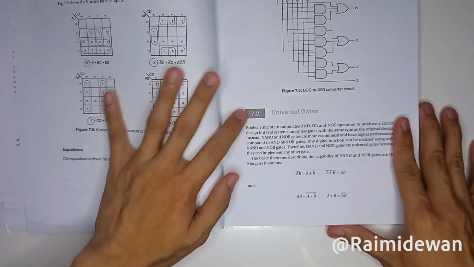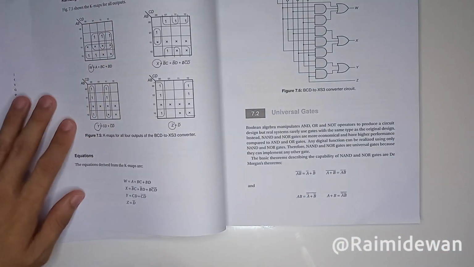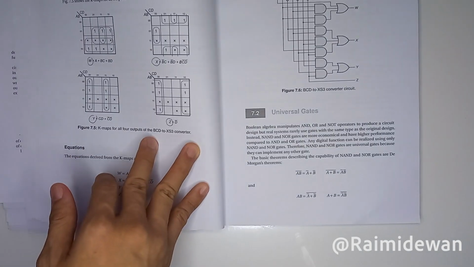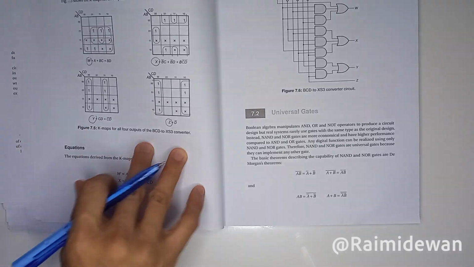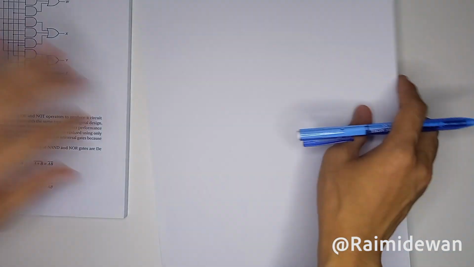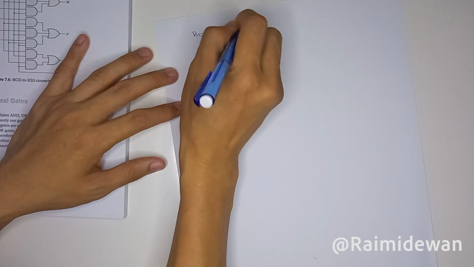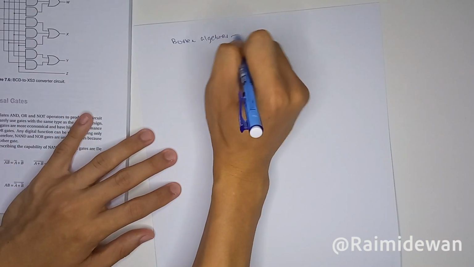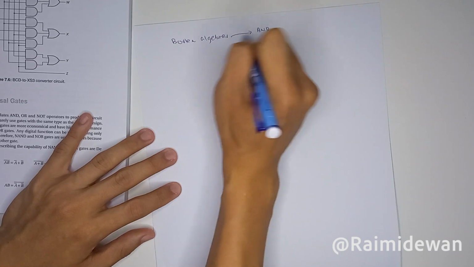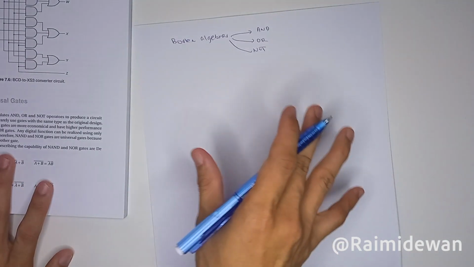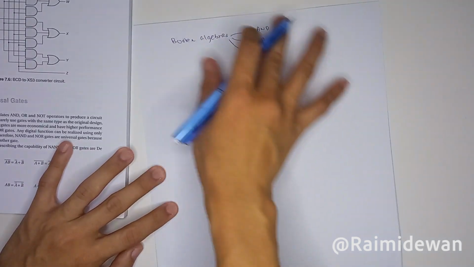Okay, now we go to the universal gates. Boolean algebra normally involves AND, OR, or NOT gates to produce a circuit design. But real systems rarely use these types as the original design.